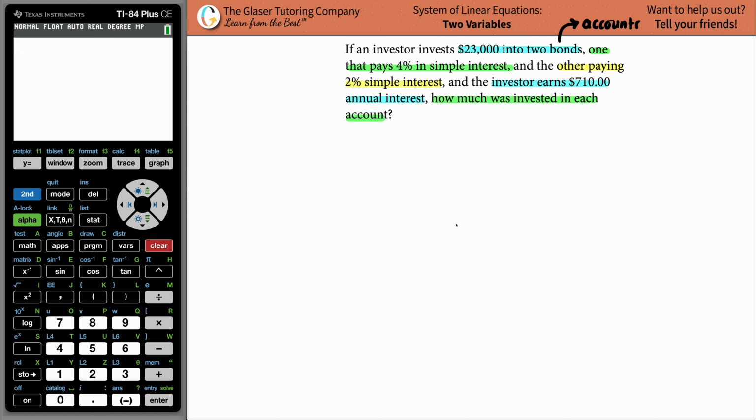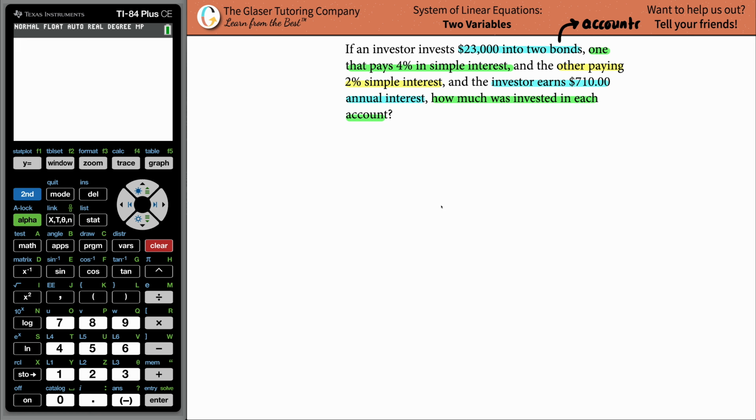Now, the best piece of advice I could give is always shoot for your variables, right? Always label your variables. Put it out on paper just so that you have them. And then the question will become a little bit easier. Now, at the end of the day, this question is asking for how much was invested in each account, each bond. Okay, well, I don't know how much was invested in the bonds or the accounts. So those are my variables.